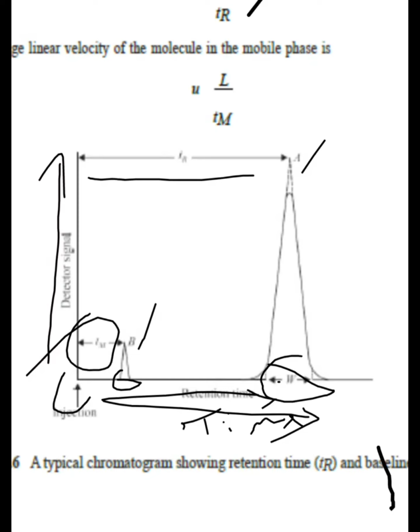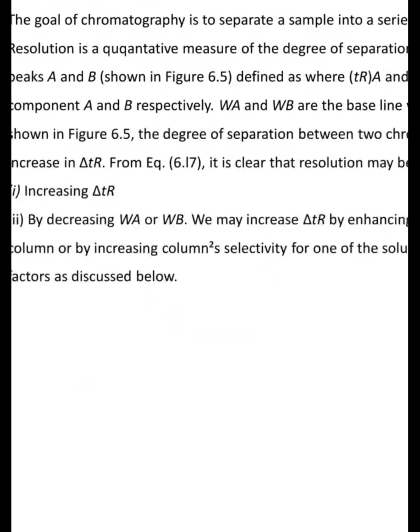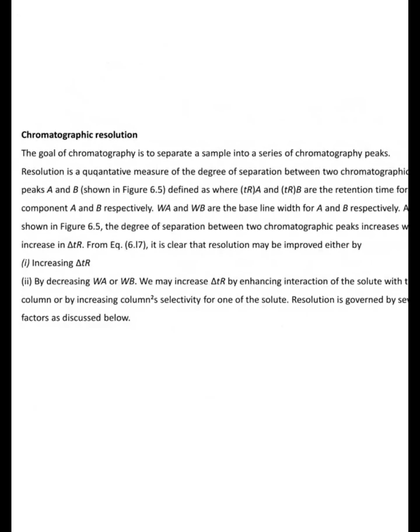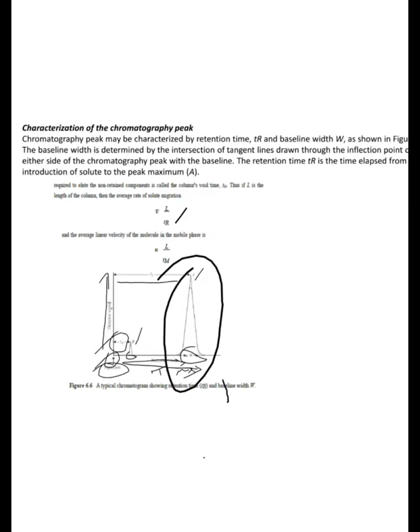So at time 0, the compound is injected into the column, and from this we are going to determine the chromatographic resolution. The main goal of chromatography is to separate the sample into a series of chromatographic peaks. Whatever peaks we have determined for different samples, this is for sample A, and this is for sample B.